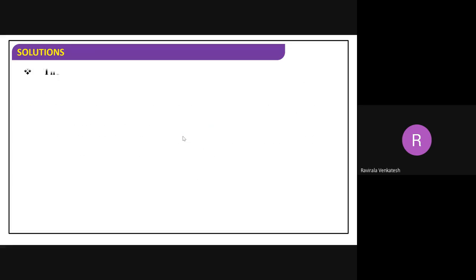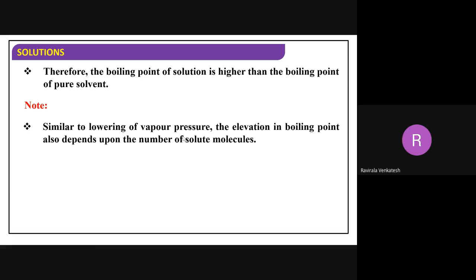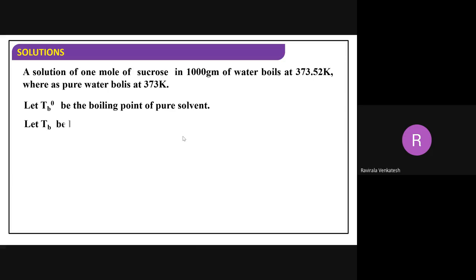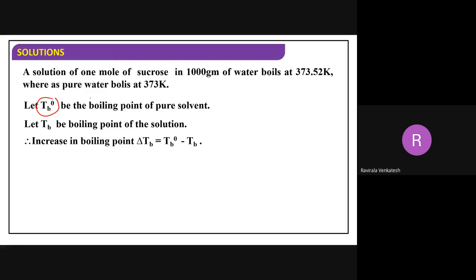More, actually. Now let me take some formulas, everything I will write here. Now, T naught will be the boiling point of the pure solvent, beta. Whenever you see naught, that is nothing but pure. Boiling point of the pure solvent. Now TB is the boiling point of the solution. Now what can I write? Elevation of boiling point, delta TB, is equal to what can I write?